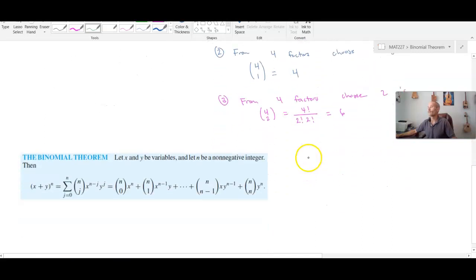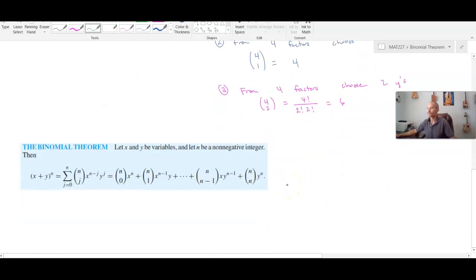We now have enough firepower to state the binomial theorem. Now this may look kind of daunting at first, but it really is just a very general form of what we've described. Let x and y be variables, and let n be a non-negative integer. Then the expansion of x plus y to the nth power is the sum, so that means add up all of the terms starting at j equals 0, all the way up to j equals n. Basically that means n choose 0, n choose 1, all the way up to n choose n.